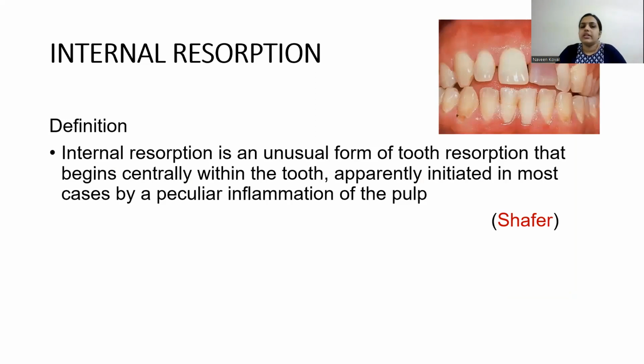Then coming to the classification, I have already mentioned that, in the Andreasen classification, there are internal and external resorption. So coming to internal resorption, by definition, it is an unusual form of tooth resorption that begins centrally within the tooth, apparently initiated in most cases by a peculiar inflammation of the pulp. This definition was given by Schaefer.